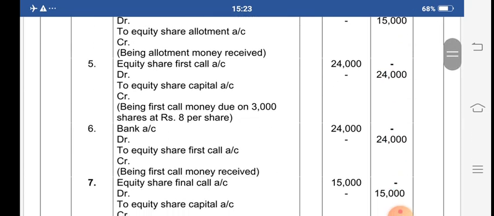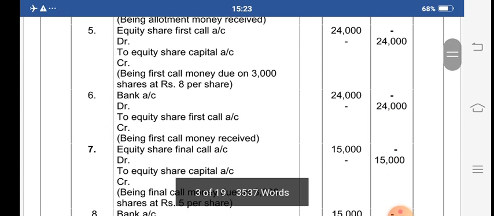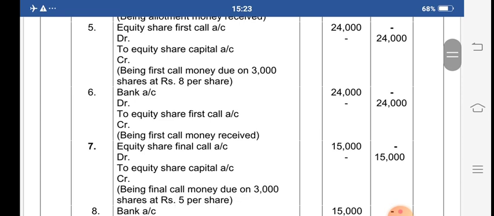Now see, for entry number 5, for the C purpose: equity share first call account debit rupees 24,000 to equity share capital account credit rupees 24,000. The narration will be: being first call money due on 3000 shares at rupees 8 per share. It means 8 into 3000 will be 24,000.